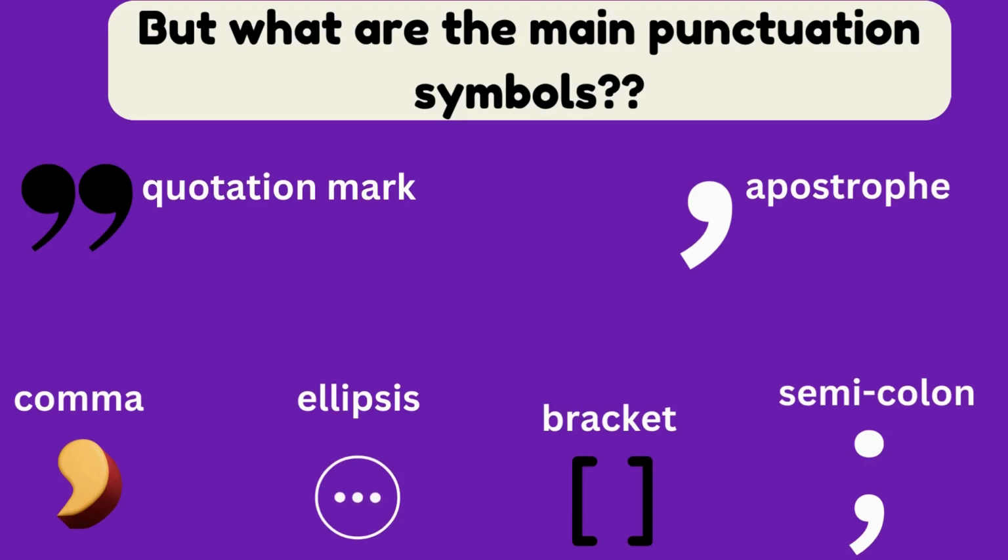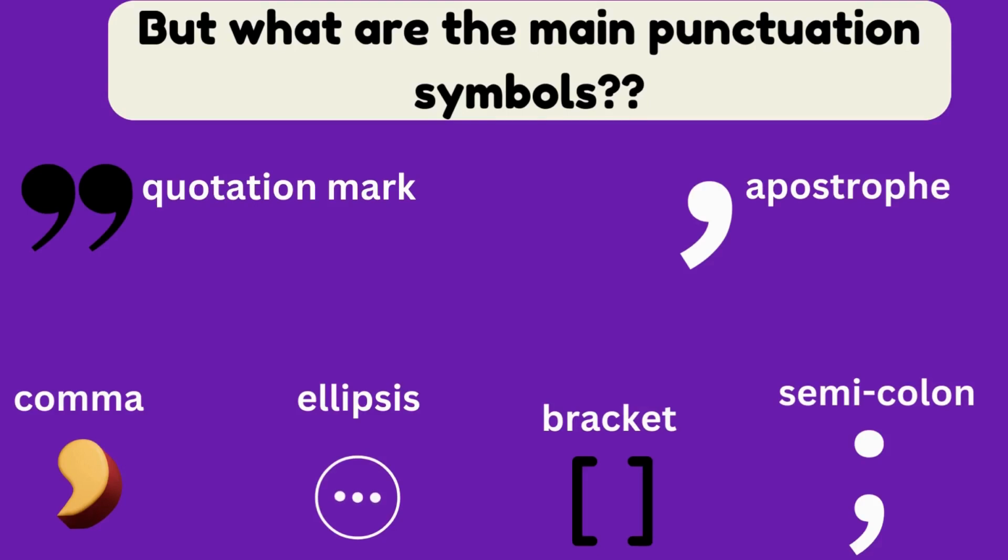Next is the apostrophe. An apostrophe is a punctuation mark that appears as part of a word to show possession, to make a plural number, or to indicate the omission of one or more letters. There are three uses of apostrophes. In most cases, an apostrophe is used to show possession.